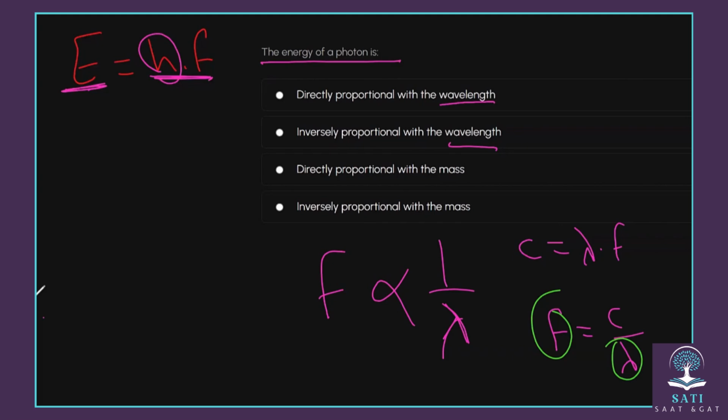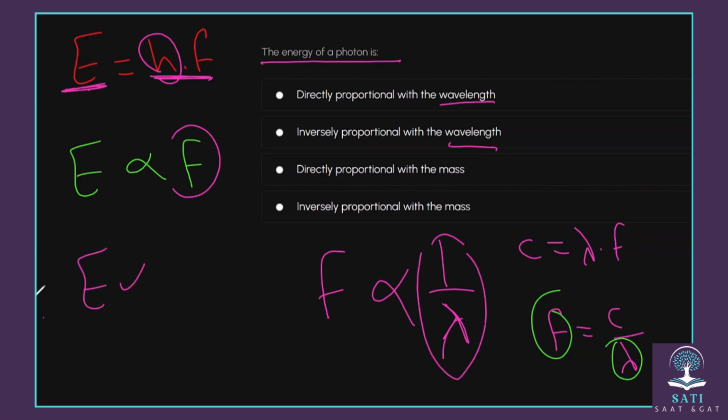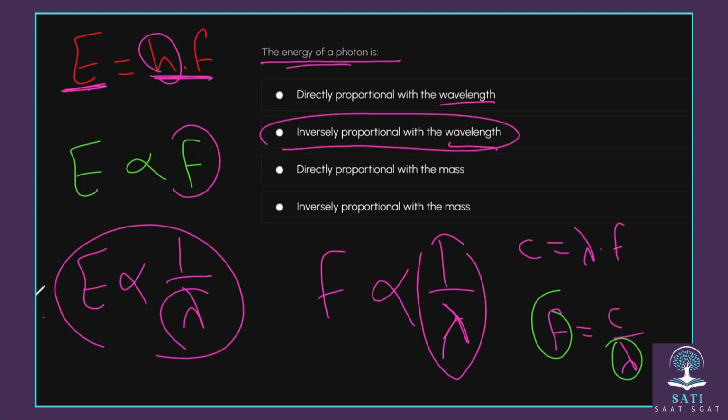So in this case, as we know, E is directly proportional to the frequency, and since the frequency is inversely proportional to the wavelength, that means energy is inversely proportional to the wavelength. Frequency and energy both increase together and decrease together, so instead of frequency, we can write energy. So energy is inversely proportional to the wavelength.